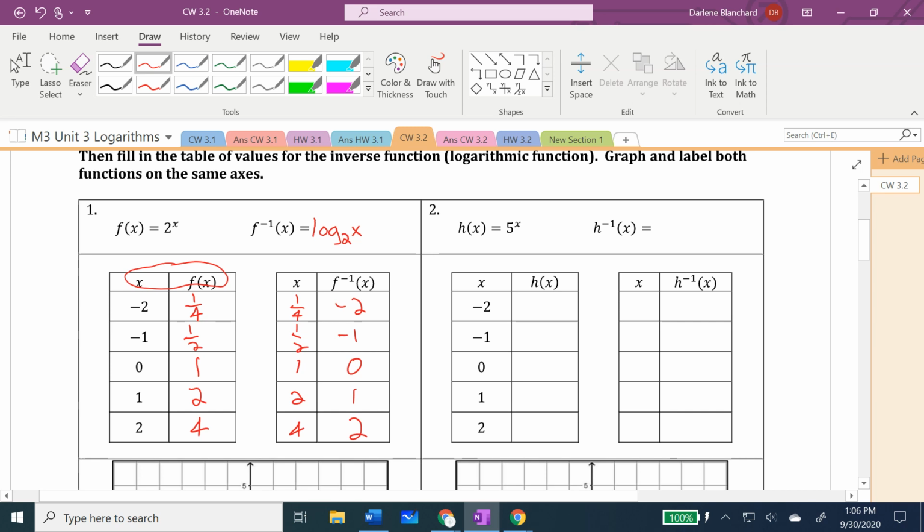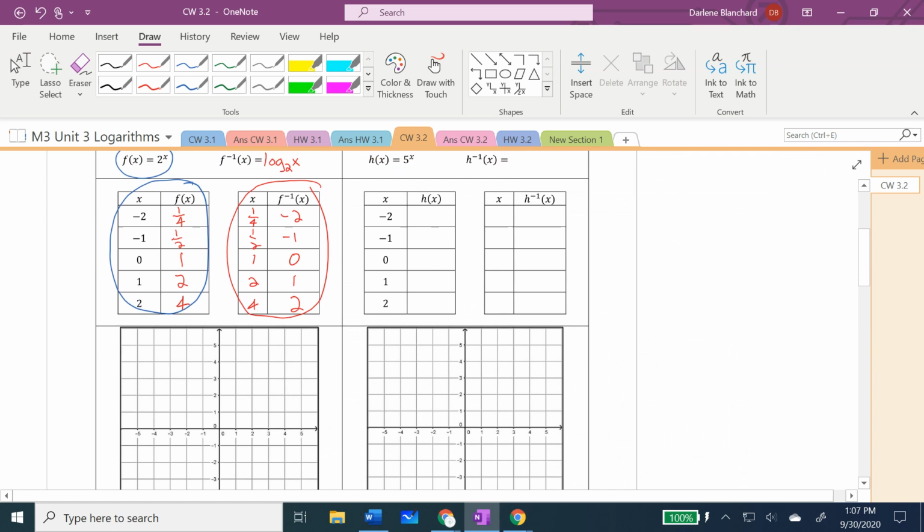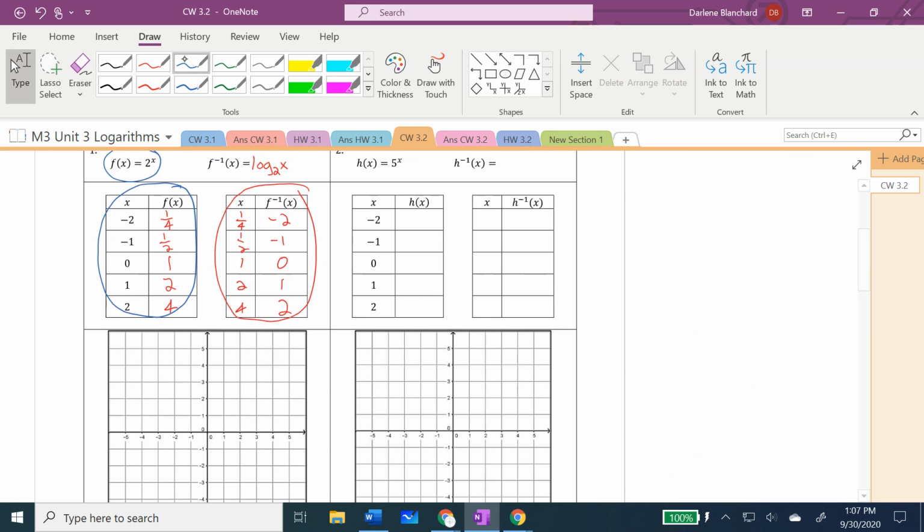Now, you're going to go down to the graph and you're going to plot these as points. And I actually want you to graph both of them. If you have color capabilities, different colors that you can use, I'm using blue for my 2 to the x points, and I'm using red for my log base 2 points. And I'm going to shrink that down a bit so I can see both at the same time. I'm going to start with this one.